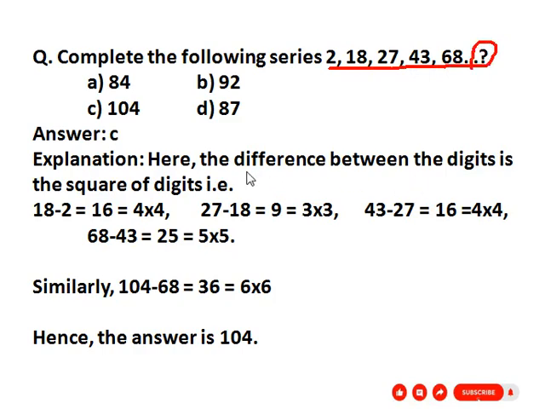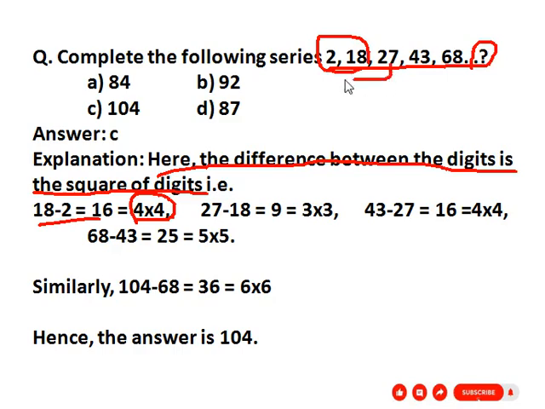See here the difference between the digits is the square of digits, that is 18 minus 2, first two numbers. See the first two numbers, 18 minus 2, 16. So 4 square, 4 into 4. Then 27 minus 18, 9. So 3 square, 3 into 3. Then 43 minus 27, 16, 4 into 4, that is 4 square. Then 68 minus 43, 25, that is 5 square.